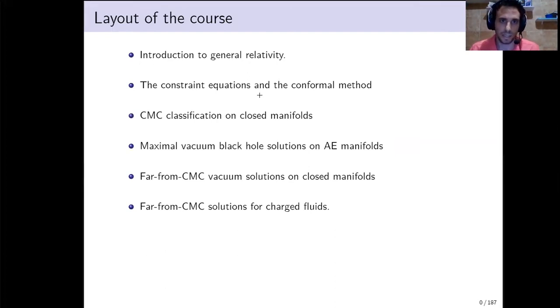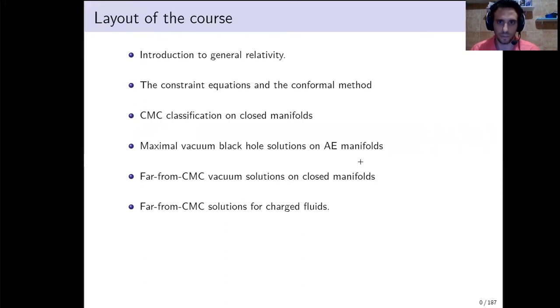Nevertheless, the idea here for us is to be able to present the Einstein constraint equations and then develop the tools related with the conformal method. And this will be the following topic. The idea is then to present these 4 kinds of results. First, provide constant mean curvature classifications on closed manifolds. These are classical topics that go back to the work of Jim Eisenberg, and we will present these results in light of recent developments, including low regularity results and so on.